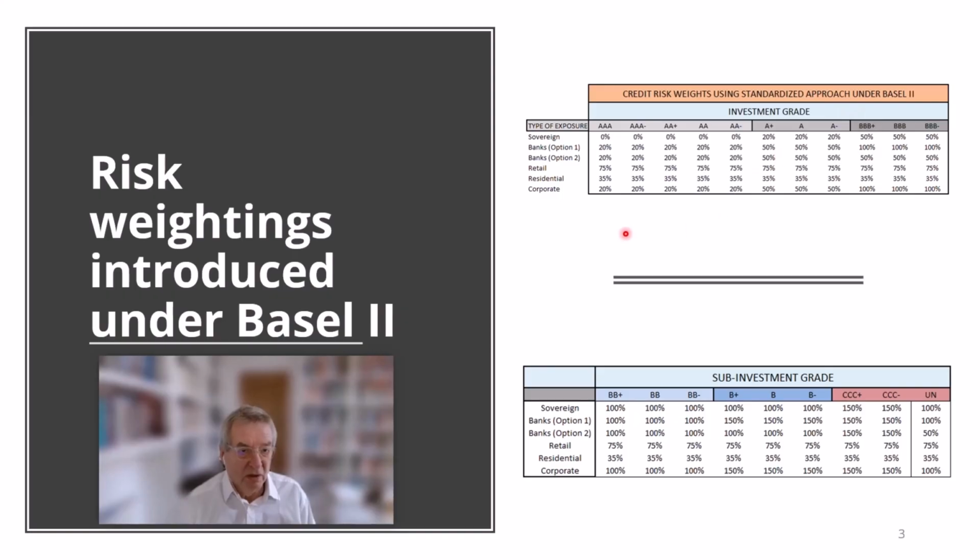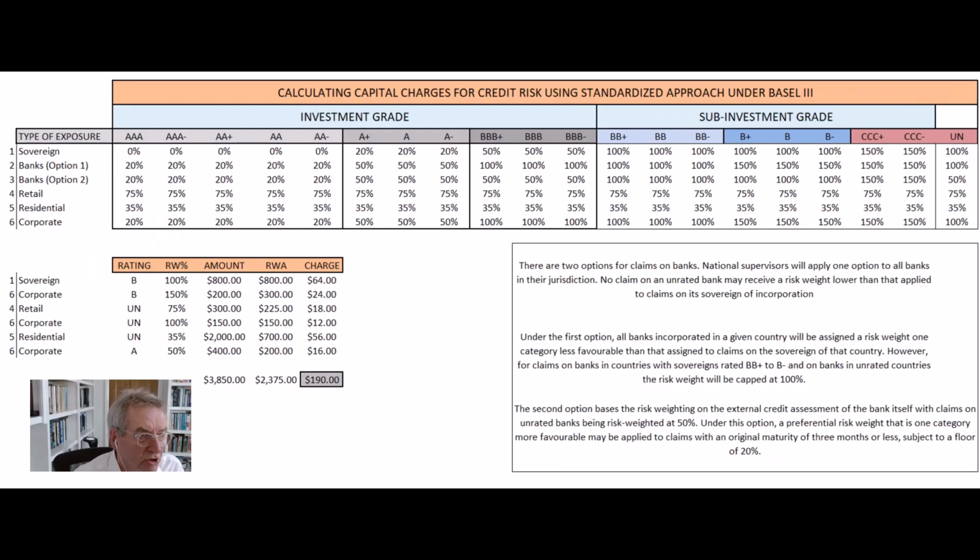All right, so I have now switched to Excel with the workbook in question, which is entitled Standardized Approach for Credit Risk. And we can see some of the points that I've already made. We can see these are the exposures that I mentioned: sovereigns, banks, options 1 and 2. The differences explained in the box over here. We have retail, residential, and corporate.